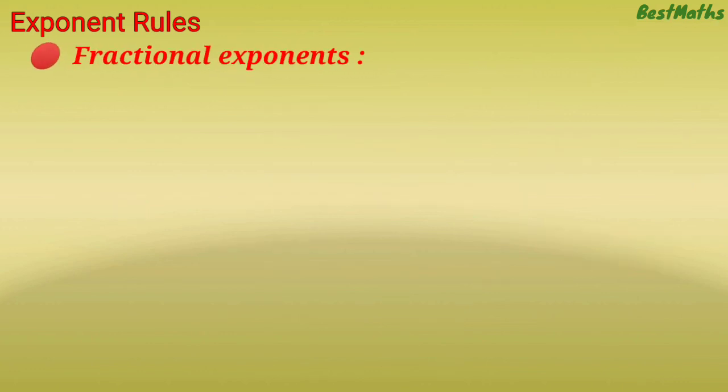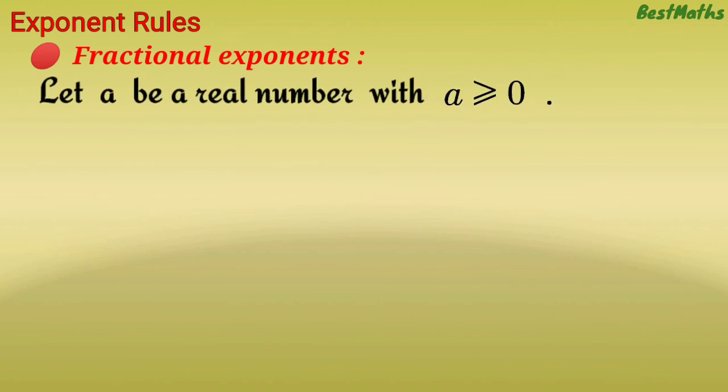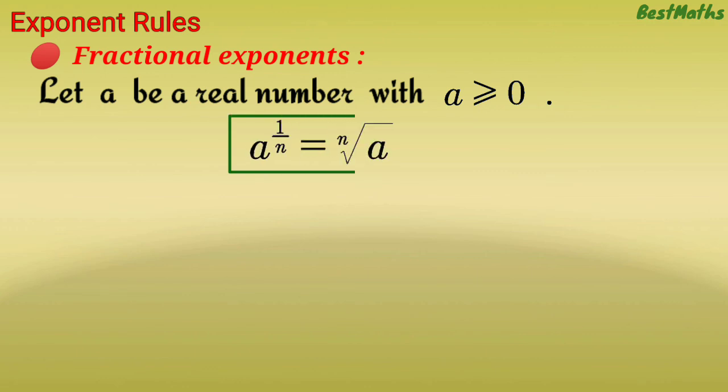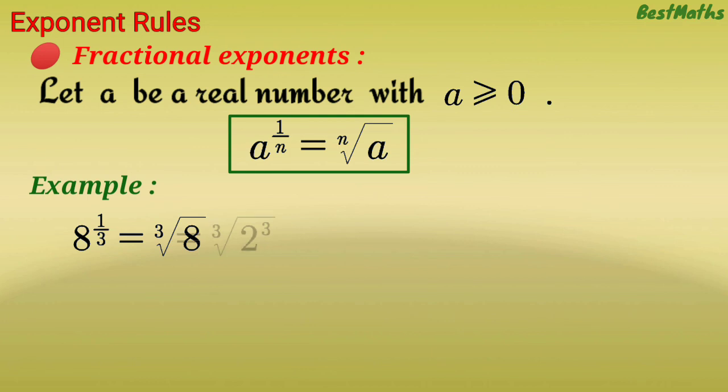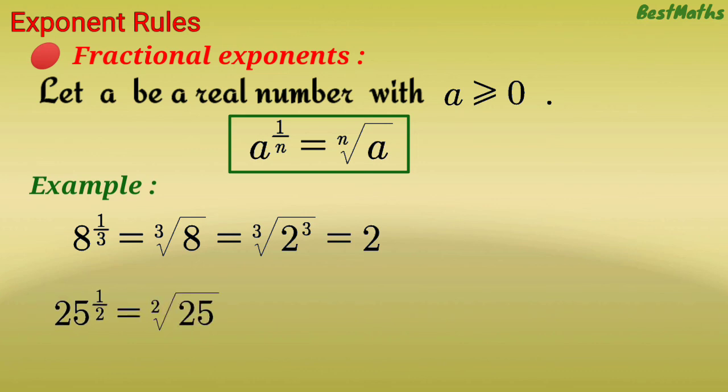Now, let's look at fractional exponents. Let a be a real number greater than or equal to 0. What does an expression like a to the 1 over n really mean? Well, it means the nth root of a. For example, 8 to the 1 over 3 power means the cube root of 8. That's equal to the cube root of 2 cubed, which happens to be 2. Another example, 25 to the 1 half means the square root of 25, which is usually written without that little superscript up there.